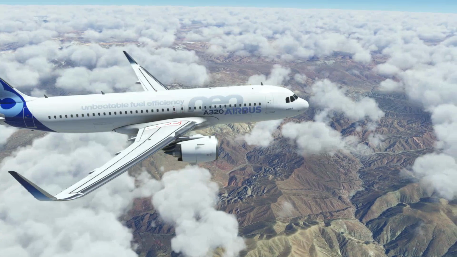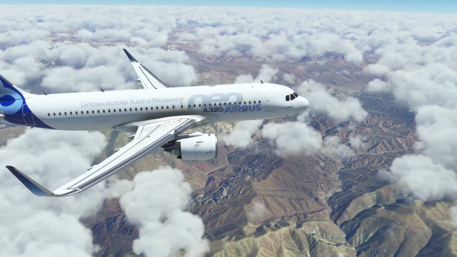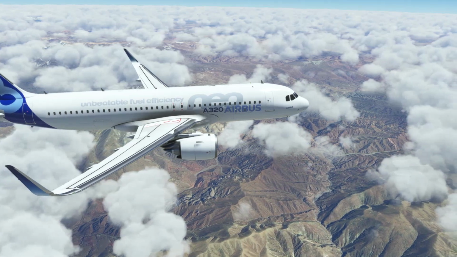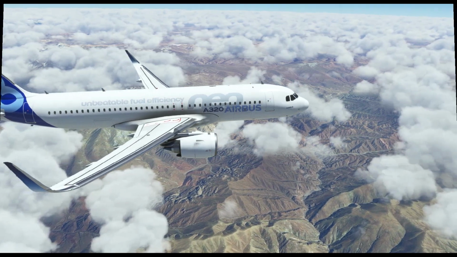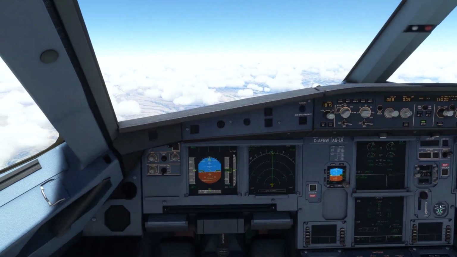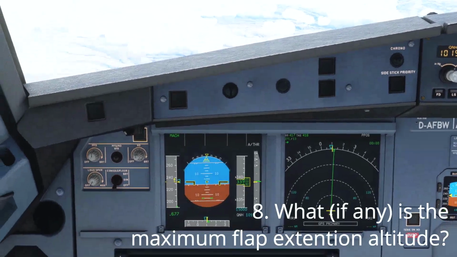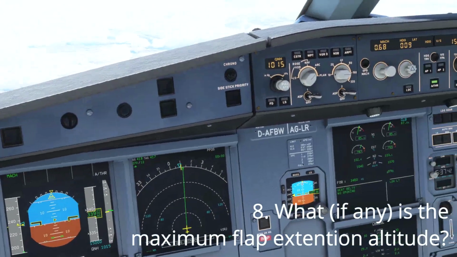Question number 8 then is another question about the flaps. Now everybody knows that there is a maximum speed at which you can start to extend the flaps. So 2 questions here really. What, if any, is the maximum altitude at which you can start to select config 1?